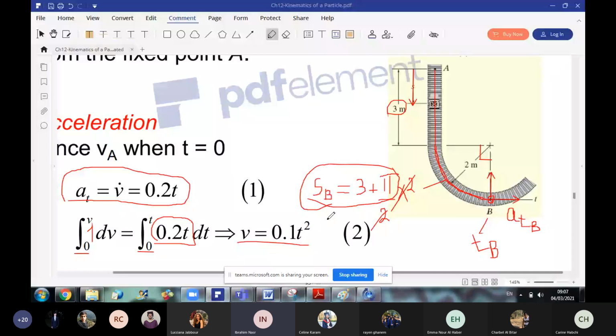Integral of V. Exactly. I found that the velocity is 0.1 t squared. And I know by definition that velocity is equal to ds over dt. Okay, so now if I do separation of variables, I can get the expression of s. So let us see it in detail here in the calculation.